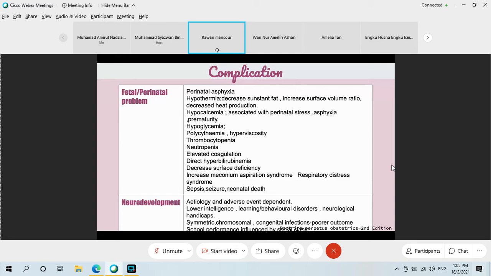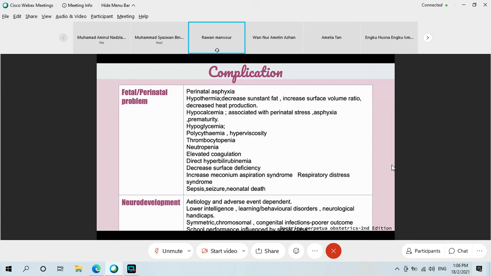For hypothermia, which is decreased heat production in the baby due to decreased fat substance and increased surface to volume ratio. Hypocalcemia is caused by serum albumin and hemoglobin decrease, which leads to albumin decrease, and serum calcium will also fall. It's also associated with perinatal stress, asphyxia, and prematurity. Hypoglycemia, which is decreased blood glucose in the baby.